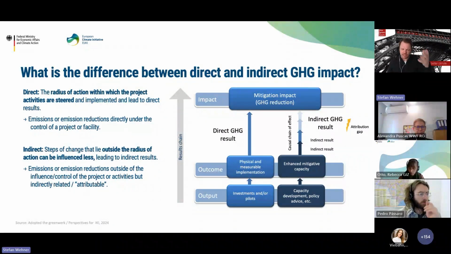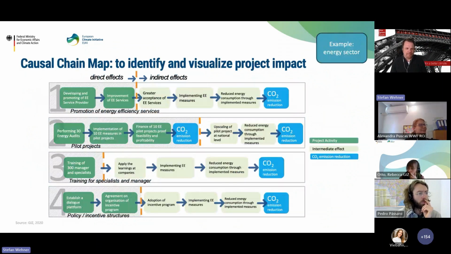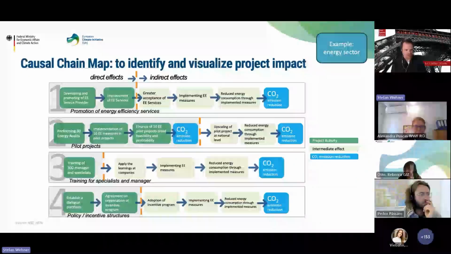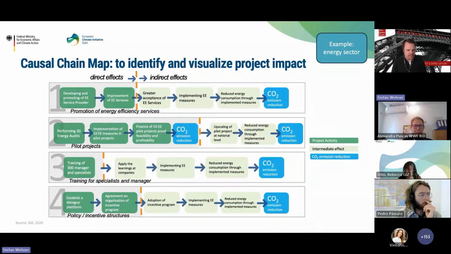You can just see, okay, something has happened, and you could report on that. So, a few examples on how to distinguish between the two. We have here 4 causal strings. In green, you see project activities that projects typically undertake. In lighter green, we see some intermediate effects, and in the end, in blue, some CO2 emission reductions. And we have a dotted red line, which means that is the project border, the project scope and limitation.